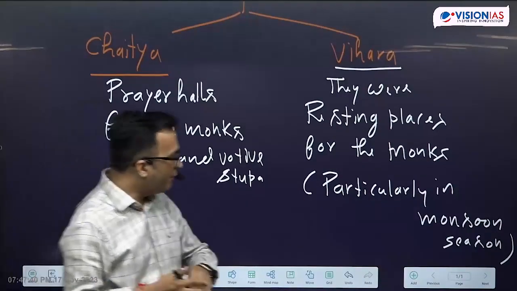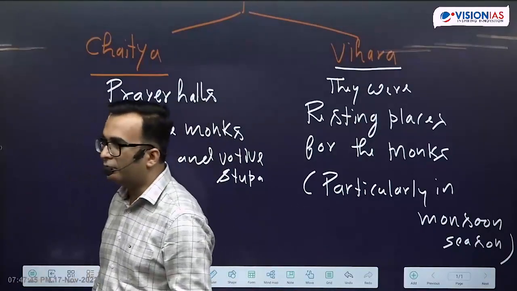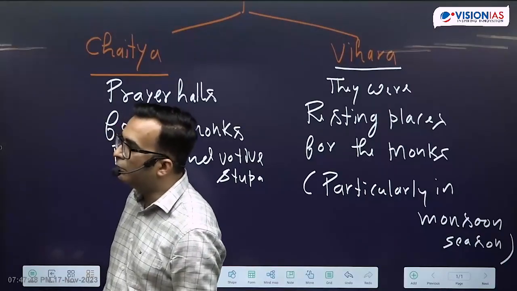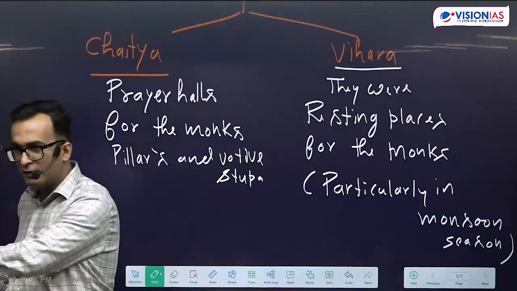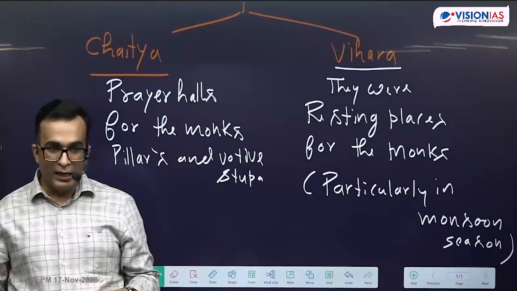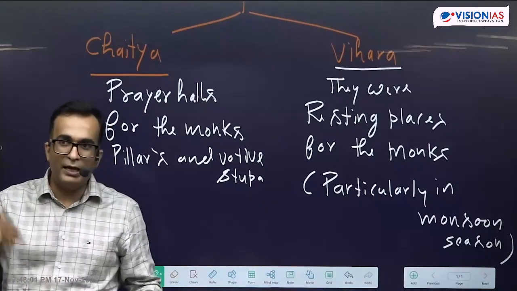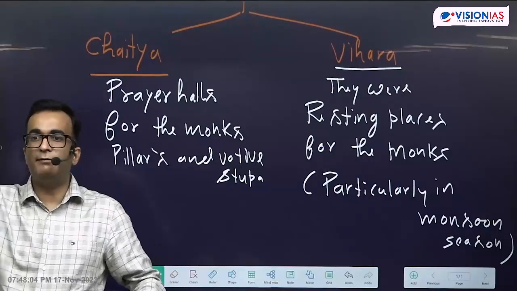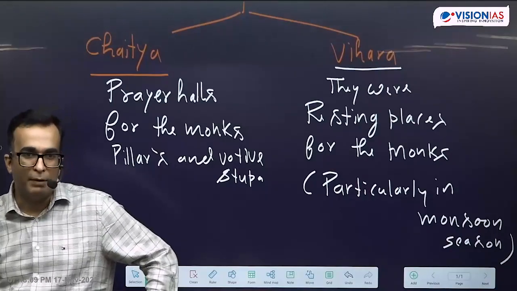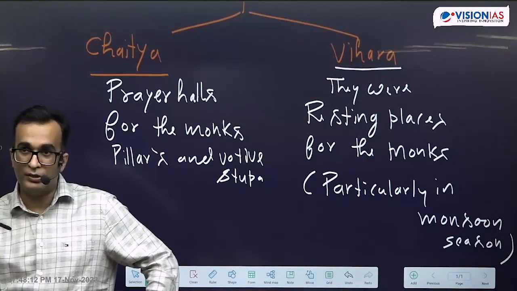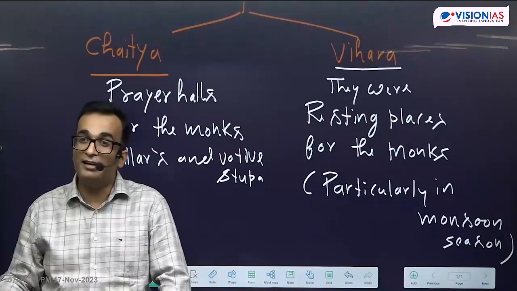But then why have we written particularly in the monsoon season? When you read Buddhism later on, there was this tradition that in the monsoon season the monks would not move to any place; they would stay in the viharas, and for the four-month season they would introspect on their own behavior and correct it. Then when the monsoon is over, once again they would start traveling. So this was the monsoonal stay part of the chaityas and the viharas. So that's about the cave architecture of this period.